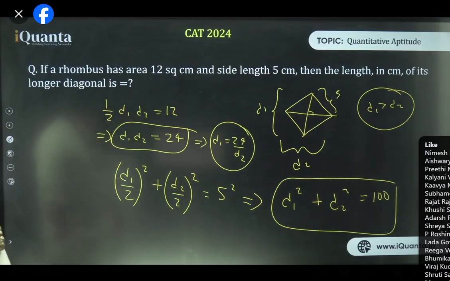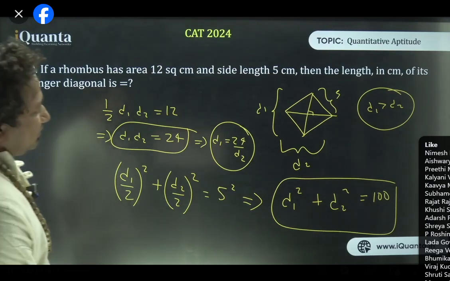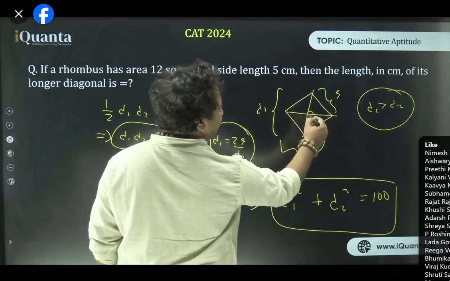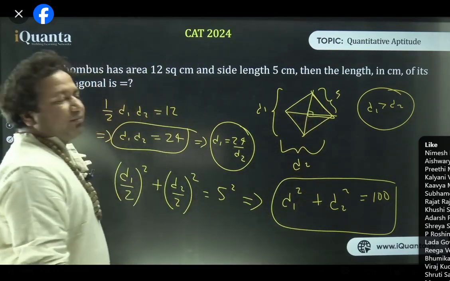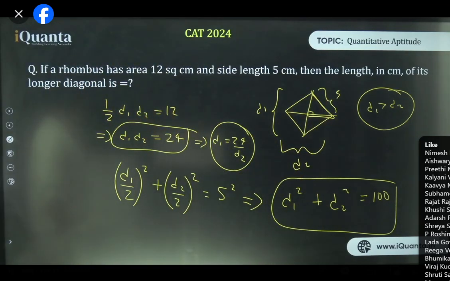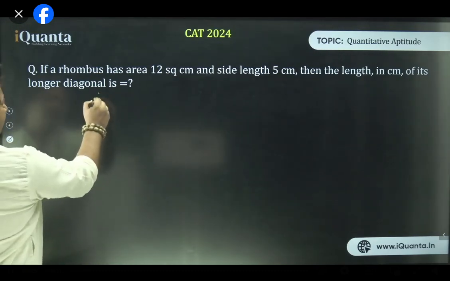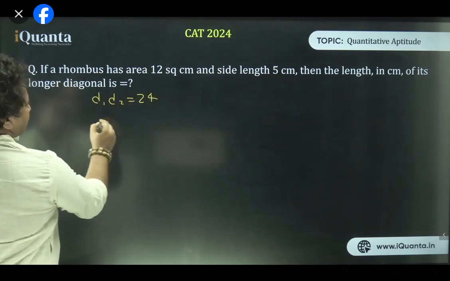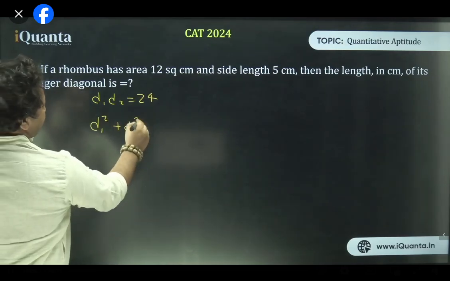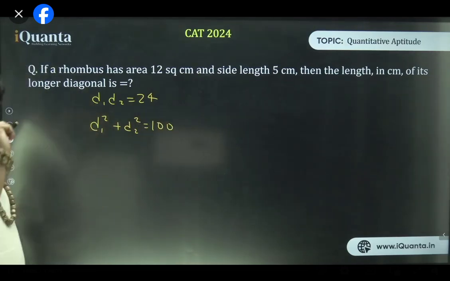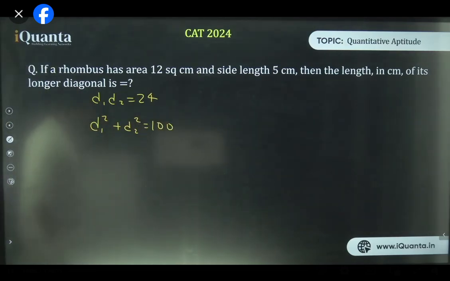Gunjan, 5 square plus 5 square is d1 square. How can you take it like that? This is 5, no? Side is 5. So in this triangle, 5 is the hypotenuse and d1 by 2 and d2 by 2 are the sides, isn't it? Is that right? Is the equation right, everyone? Any doubt with the equations? No? So let me write the values now. d1 d2 is 24 and d1 square plus d2 square is given as 100. Is the equation clear, everyone?